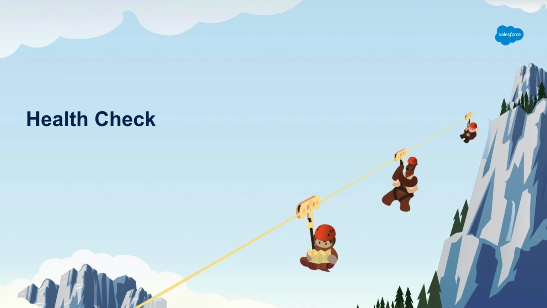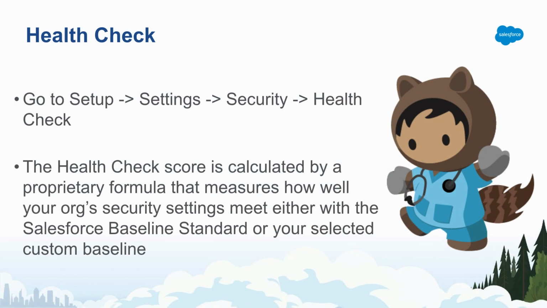Last thing that I want to talk about is health check. So how to access health check? You can go to Setup, Settings, Security, and Health check. Or you can go to Quick Find and type health check. So what is health check basically?